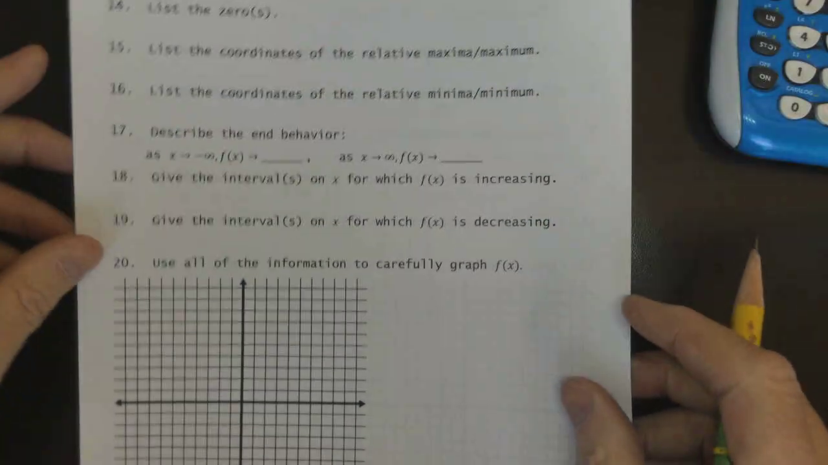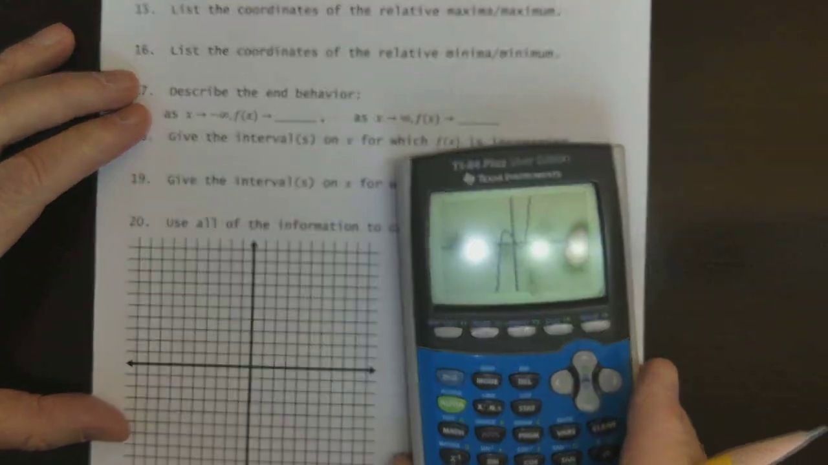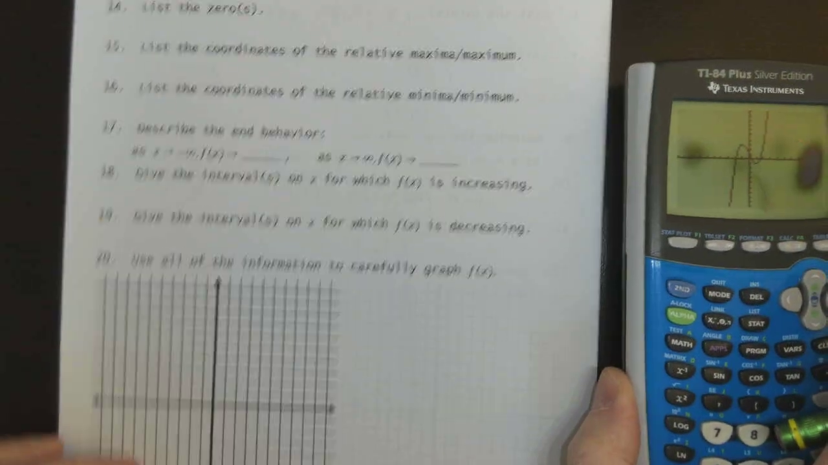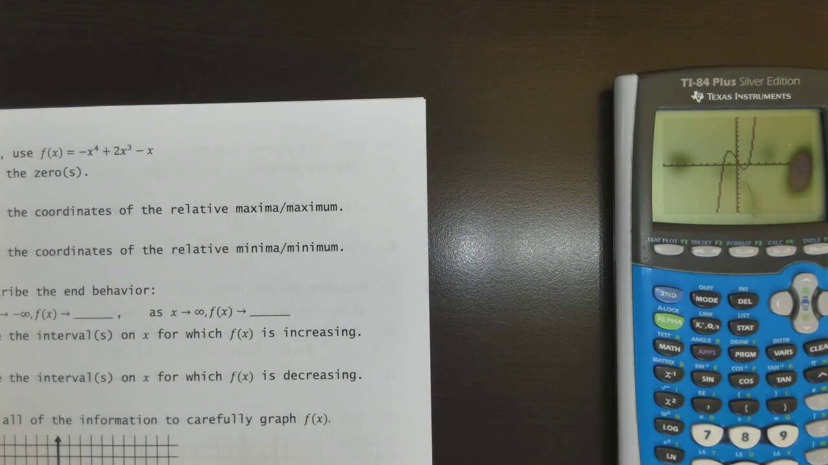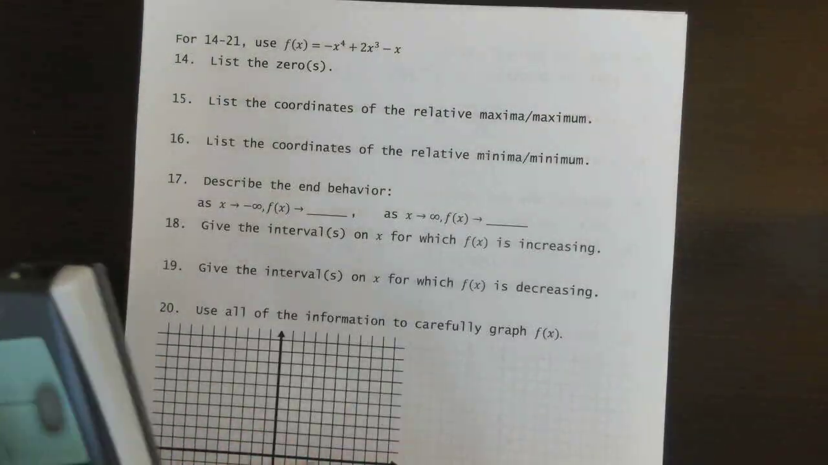All right, 14 is a similar problem to 14 through 21, similar to whatever number that was, something to 13.